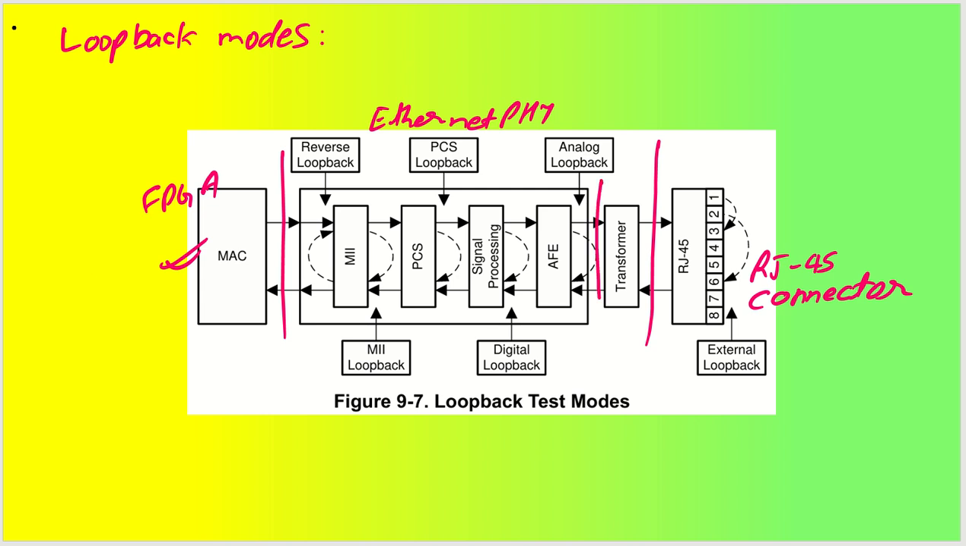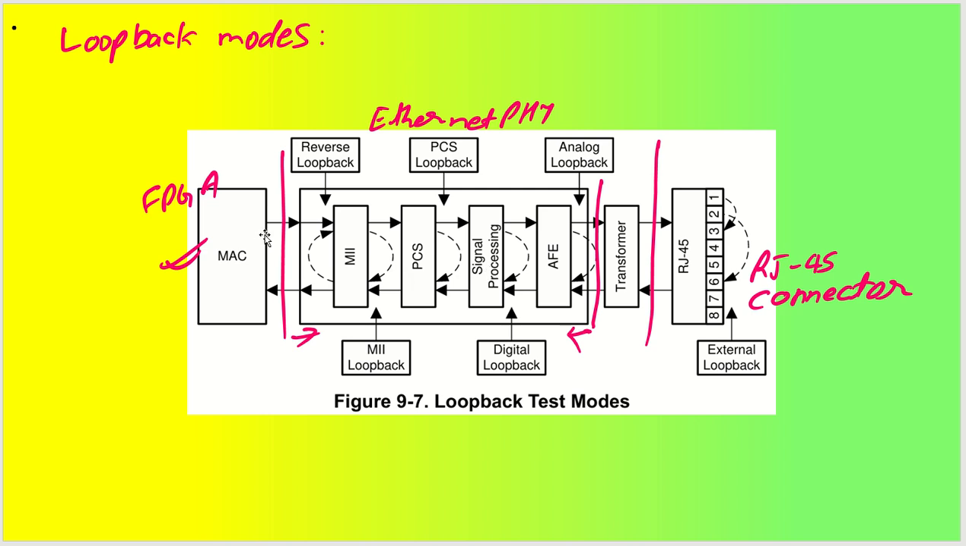Or you can remove the transformer. So between the transformer and this MAC we have the Ethernet block. This Ethernet block has a media independent interface, then we have PCS, signal processing, and then the analog front end. All these things are there.